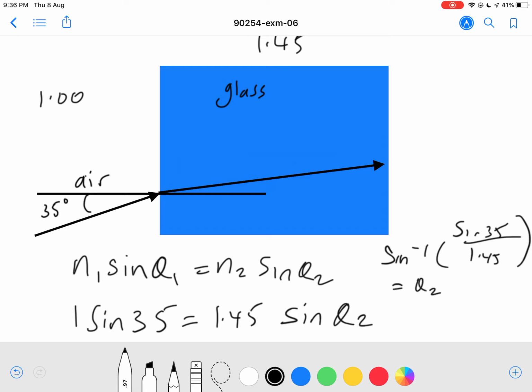If you plug this into a calculator, theta 2 comes out to be 23.3 degrees. So this angle here is 23.3 degrees. And this question will get you a merit point: the correct ray diagram drawn and the correct calculation will get you a merit.